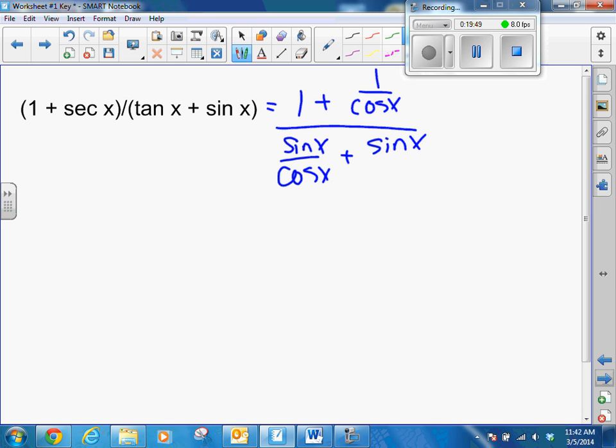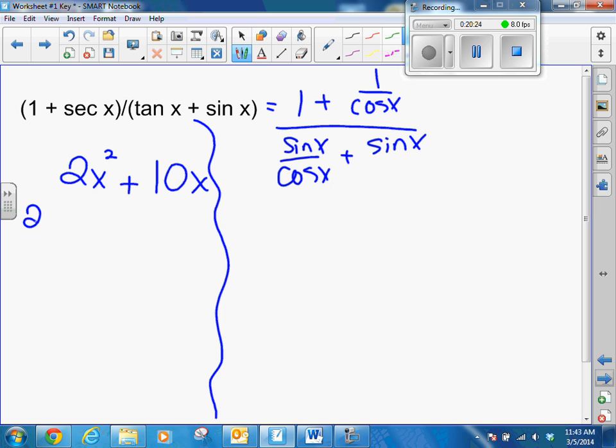I'm going to stop you here before we go any further, because I want to bring up one algebra strategy that we didn't really look at yesterday. If you have, let's say, 2x squared plus 10x, what do you notice about those two terms? They both have an x. They're both divisible by 2. So let's divide those two things out. So I can take out a 2x. What's left here? X. What's left here?